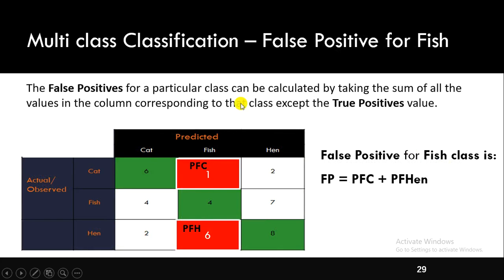Next, let us compute the false positive value for the fish. In this case, the model assigned positive for these two classes. Actually, this is a cat and this is a hen, but my model wrongly assigns positive for fish here and positive for fish here. So there are two false positive values. Adding these two will give you the false positive value for the fish class.